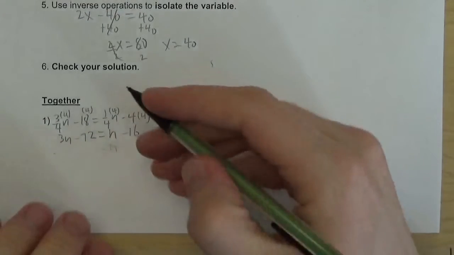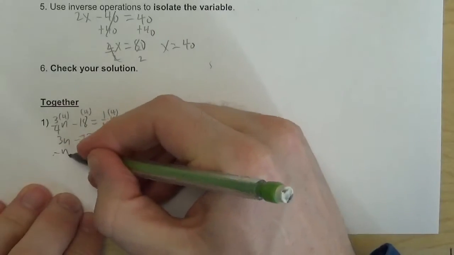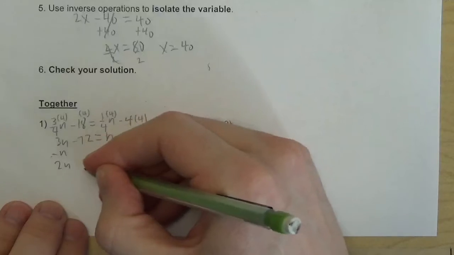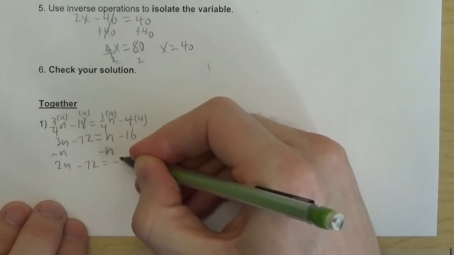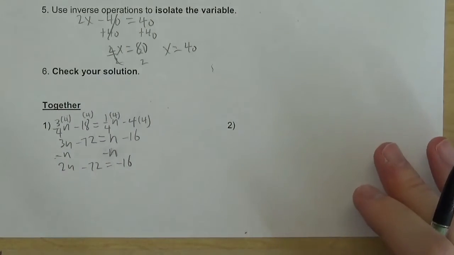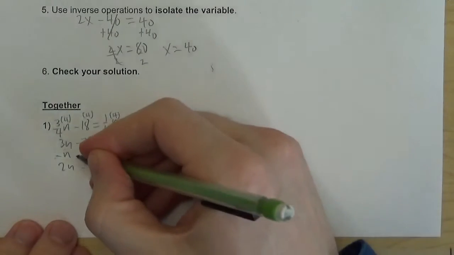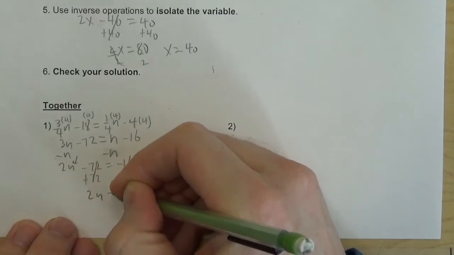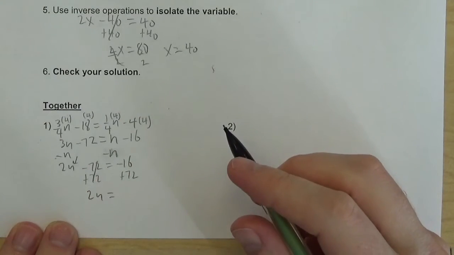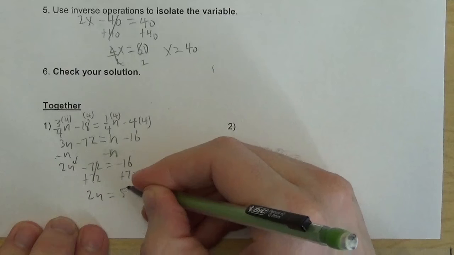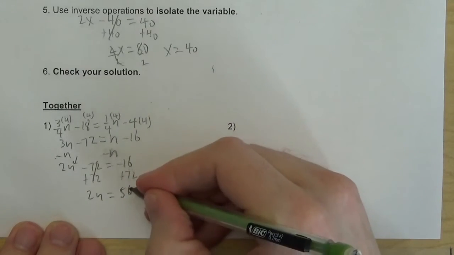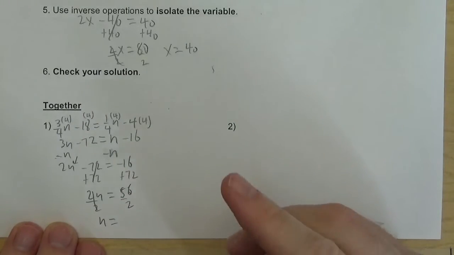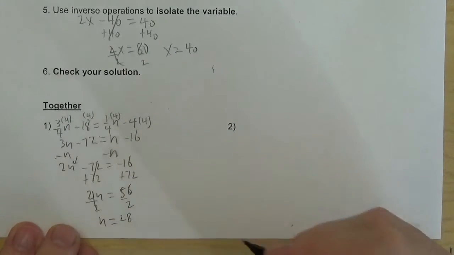So we got 3n and we have n. So we are going to subtract n from both sides. 3n minus 1n is 2n minus 72 equals negative 16. And then we're going to just use inverse operations to isolate n. Add 72 to each side. Gives us 2n equals negative 16 plus 72 is 56. And then we divide by 2 on both sides. So n equals 56 divided by 2 is 28.